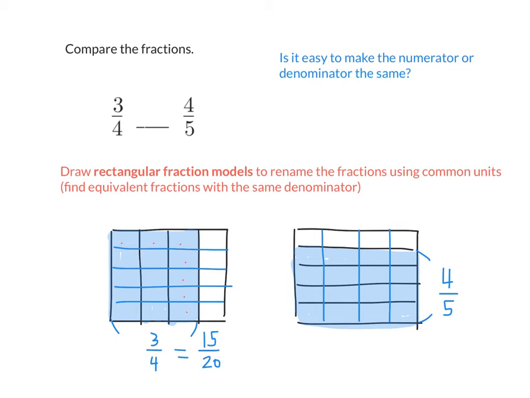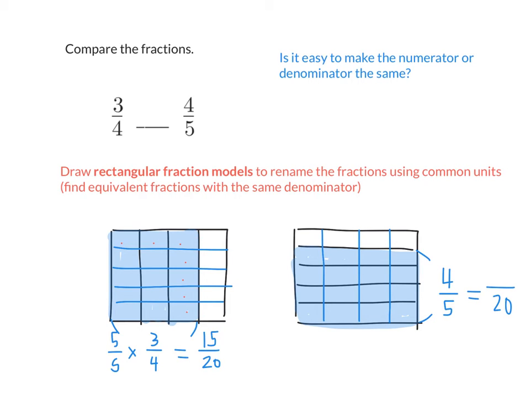Did we change how much was highlighted? Did we change the value of the fraction? What version of 1 did I multiply 3/4 by to get 15 20ths? Sarah? 5 over 5. Very good. Now let's take a look at our rectangle on the right. We used to have 4 fifths. But now, do we still have fifths? What do we now have? What size units do we now have? Sparsh? 20ths. Good.